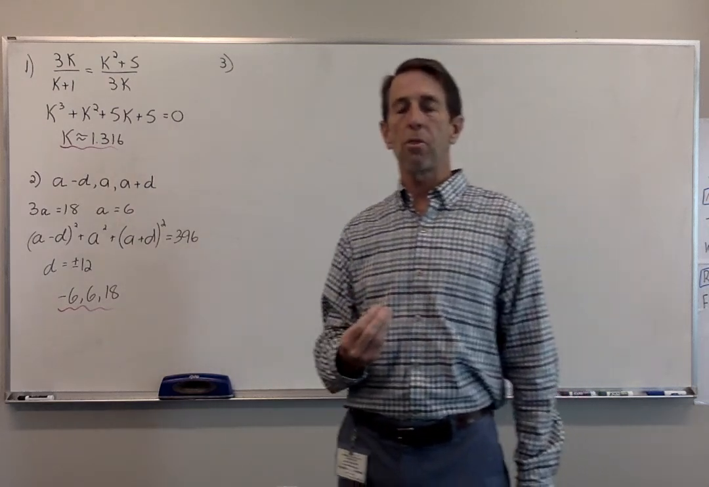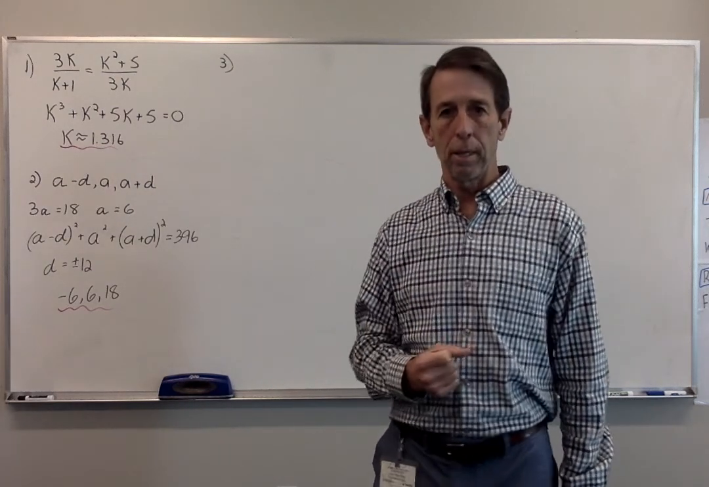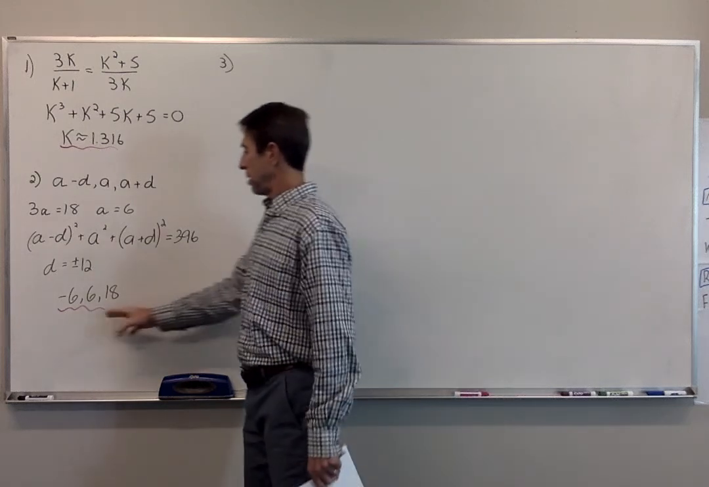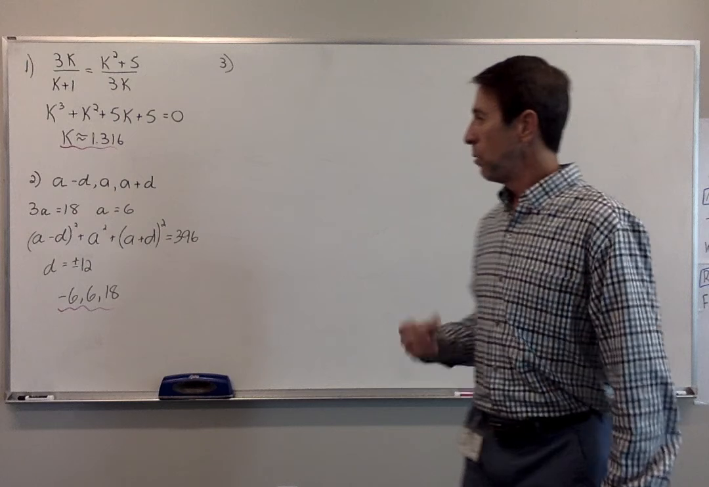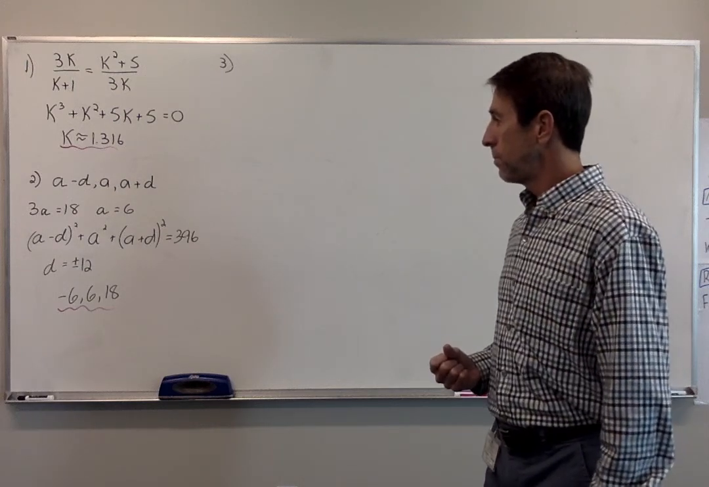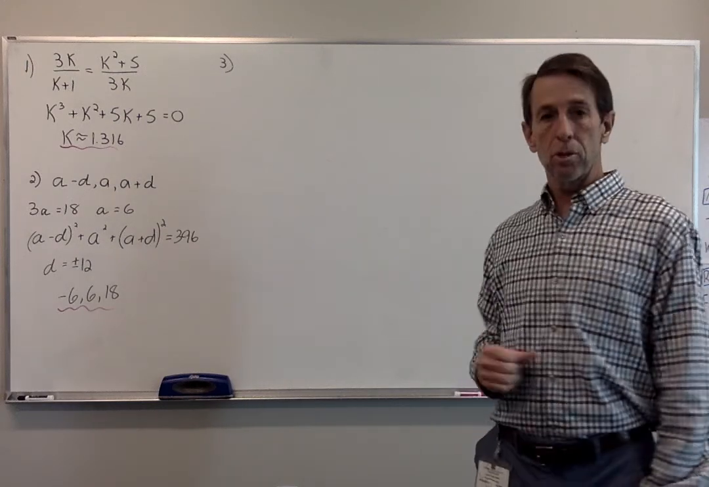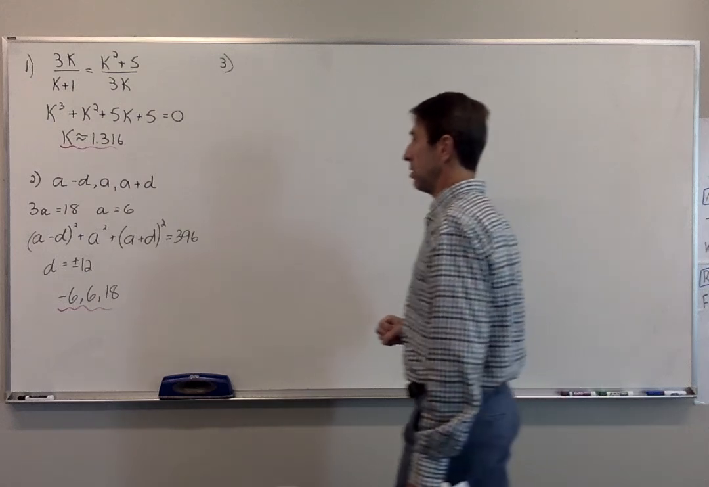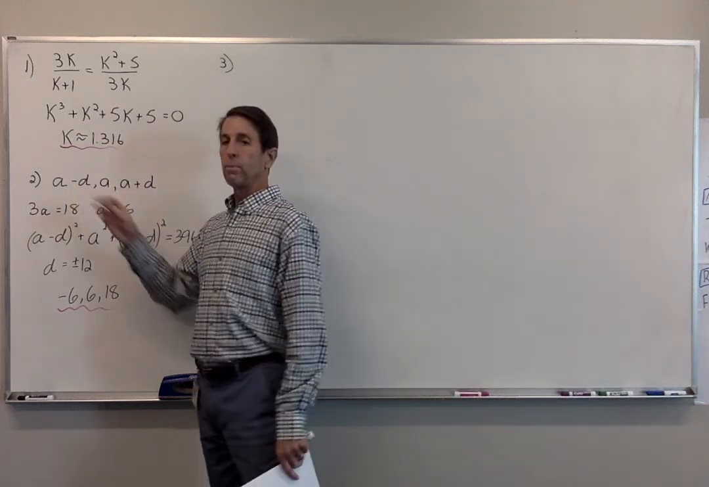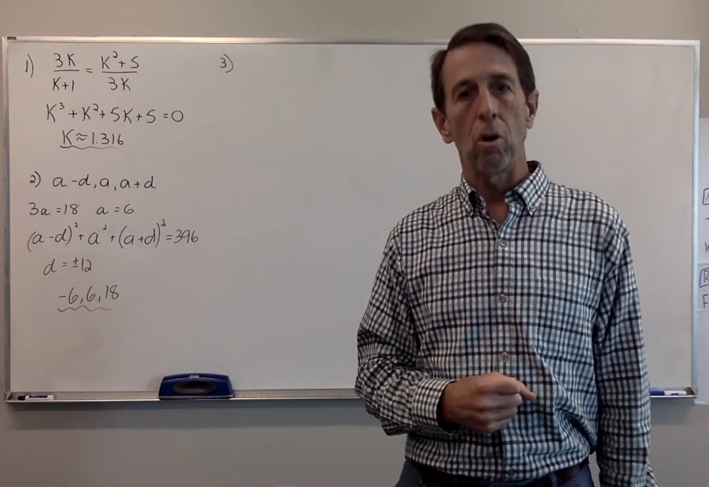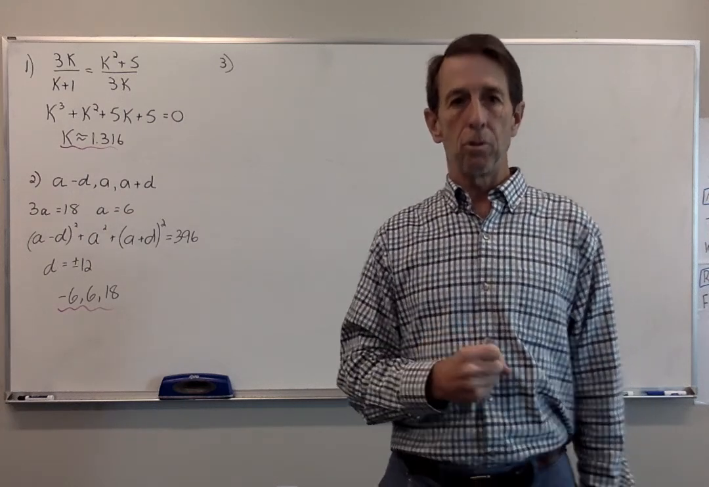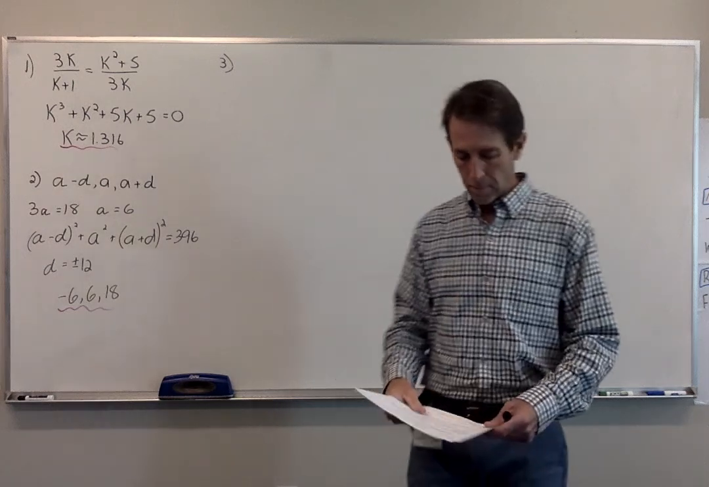And since I just wanted the three numbers, it didn't matter which order you put them in. So in this case, the numbers are negative 6, 6, and 18. And we can check that work, what the sum might be. The sum is definitely 18. The sum of the squares being 396. So three different variables was unnecessary and quite honestly led you to something you couldn't solve. But we didn't need to use three, two at the most.